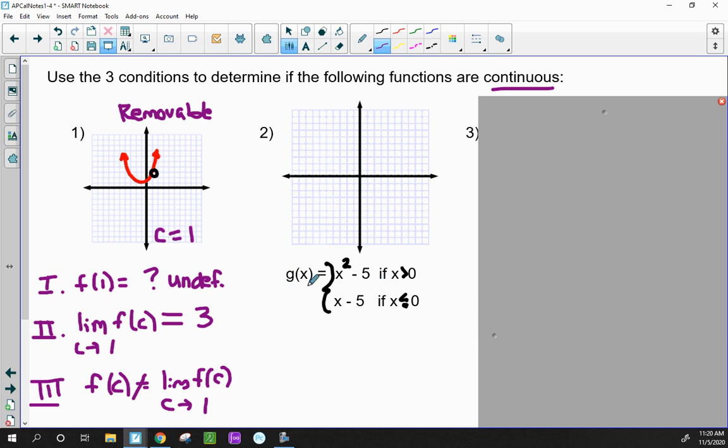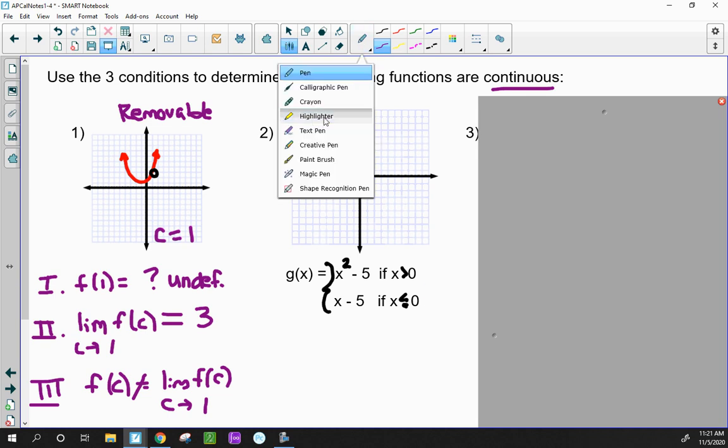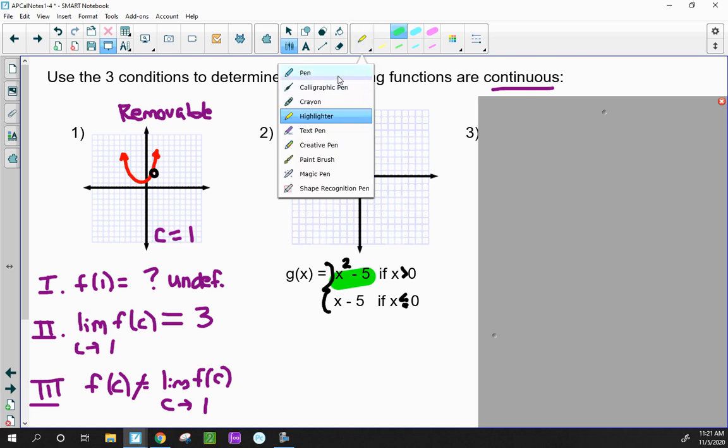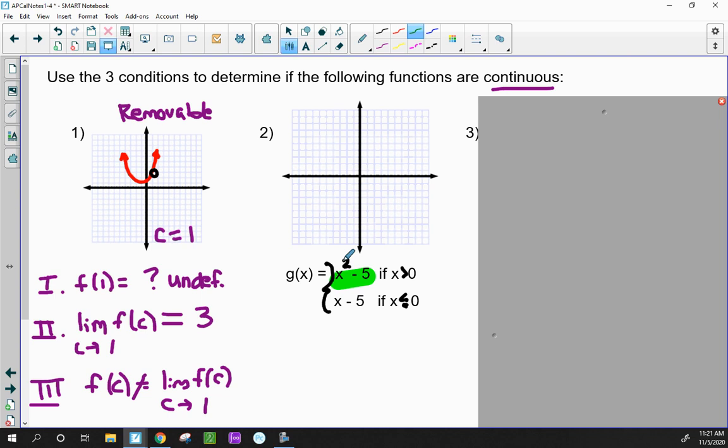Example 2 is g of x is equal to a piecewise function: x squared minus 5 if x is greater than 0, and g of x is equal to x minus 5 when x is less than or equal to 0. So remember from the past, to recall about piecewise, let's start with the x squared minus 5. Your job, based on your past knowledge, is to know that that's a quadratic, that's a parabola, and the minus 5 is being subtracted from the entire expression, so that's a vertical shift. It's going to be pulled down 5 units. So you're going to start right here on the x-axis, and then I would throw in a couple numbers.